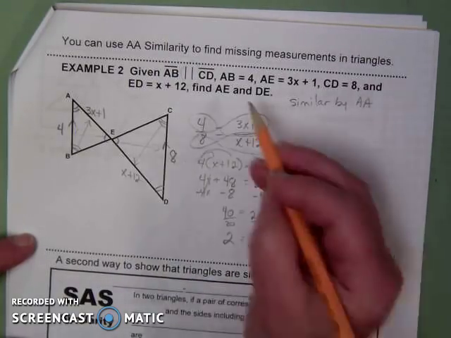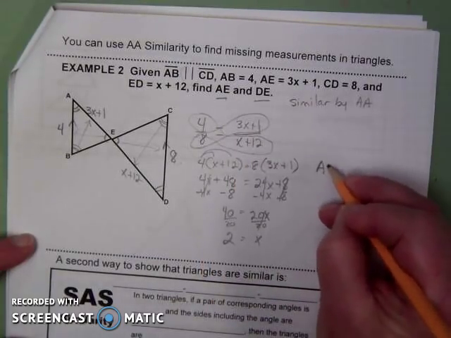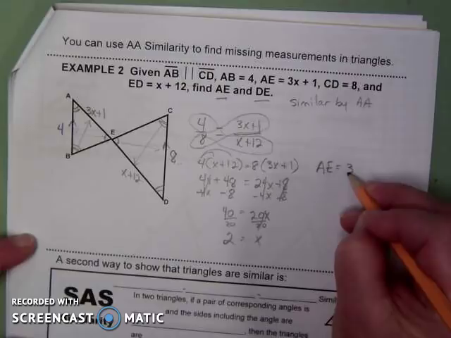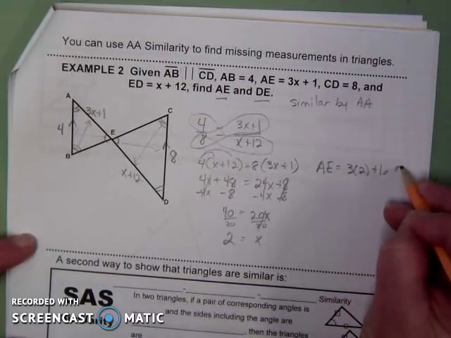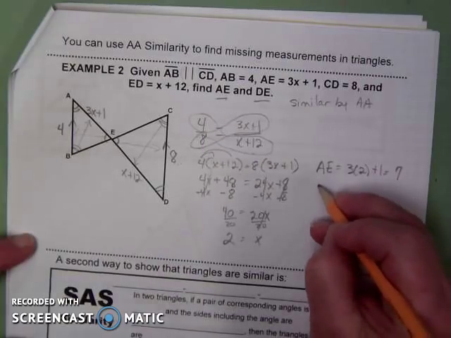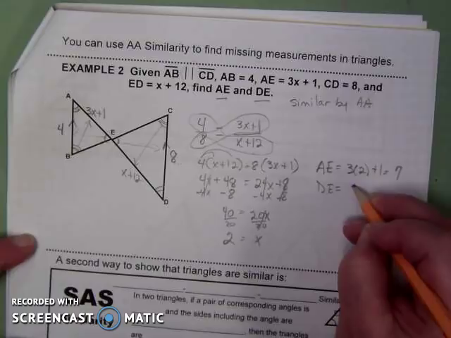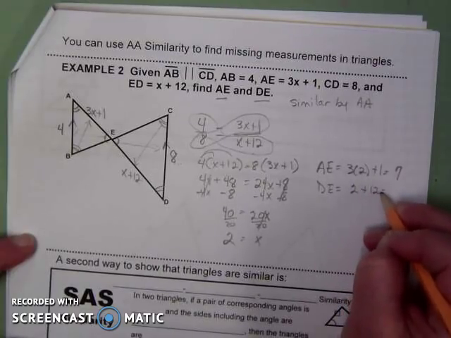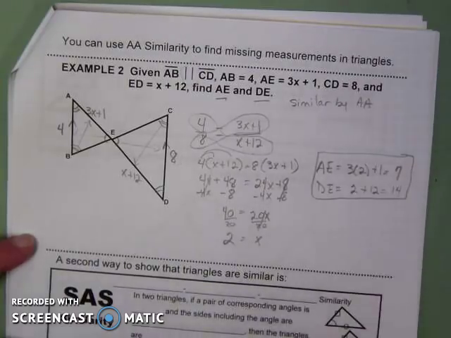We're not done because what they want us to find is AE and DE. AE equals 3 times x, which is 2, plus 1, so that would be 7. And DE is x, 2, plus 12, which equals 14. That is our answer to this problem.